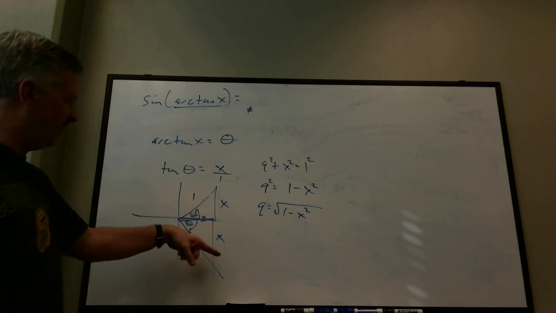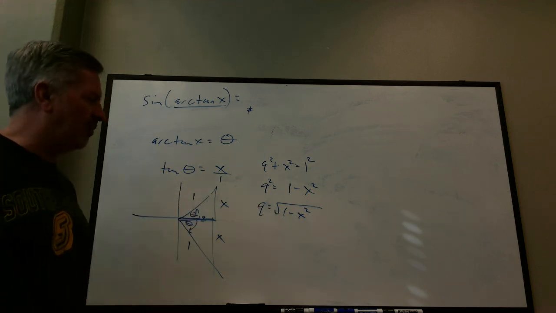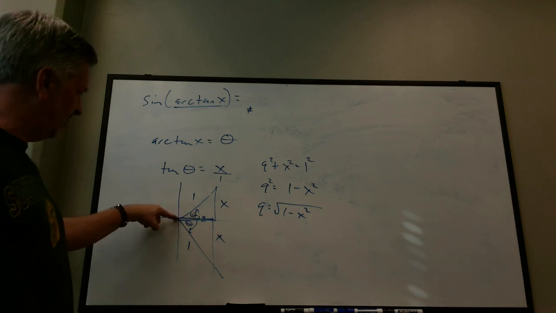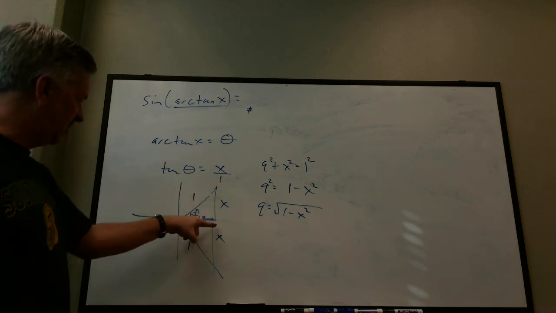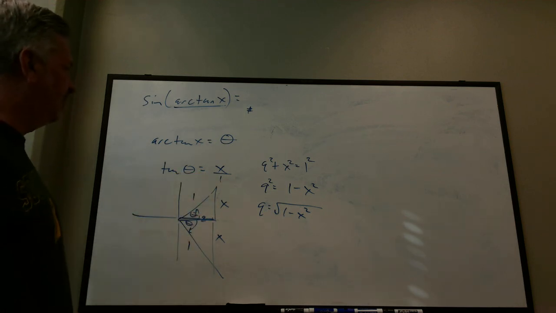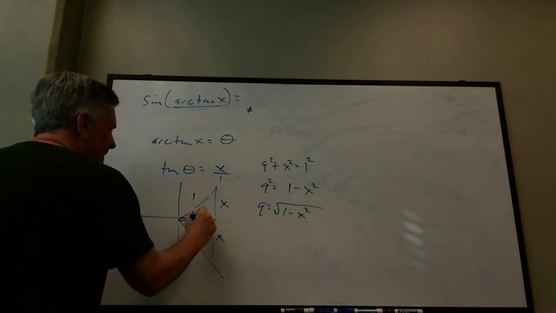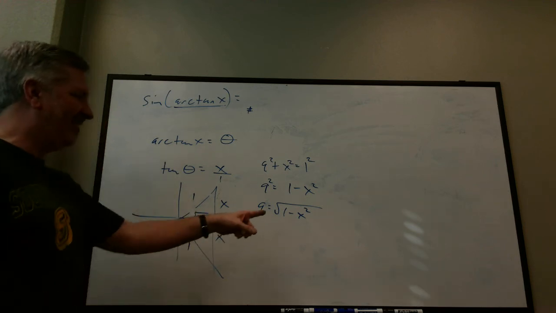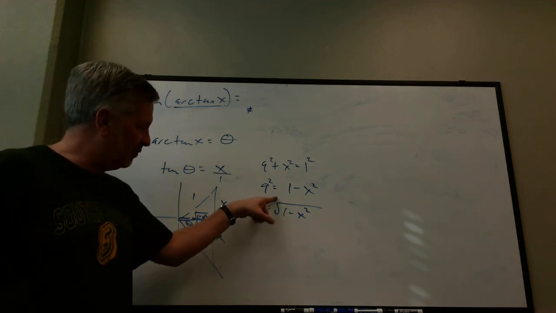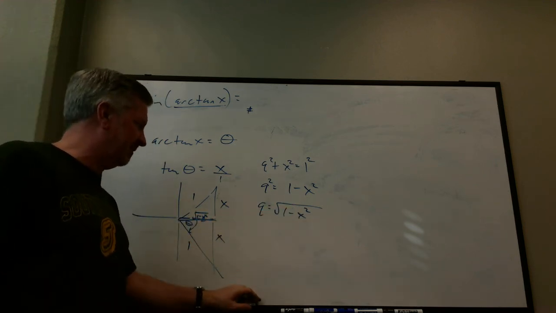So notice whether I'm in the first or the fourth, this side is the square root of 1 minus x squared. Q is positive because in the first it's q this, q that. So q is positive. Okay, so now in my picture, I didn't make my picture big enough. This side is the square root of 1 minus x squared, which is not the same as 1 minus x. You cannot take the square root of 1 and the square root of x squared. It doesn't work that way.